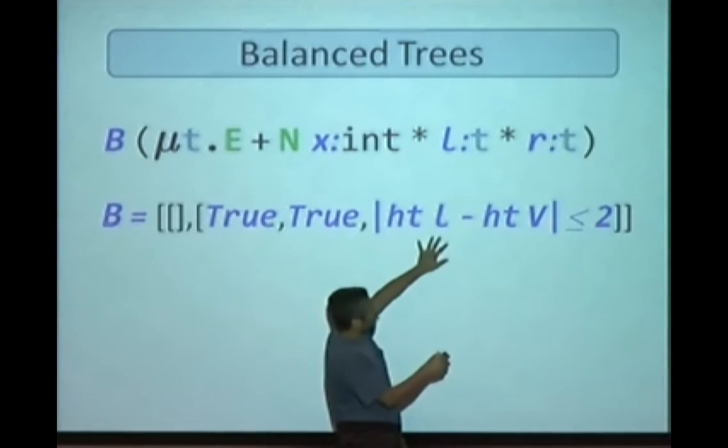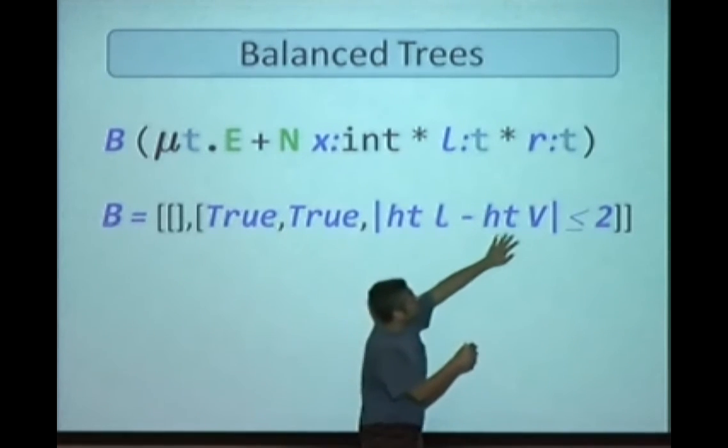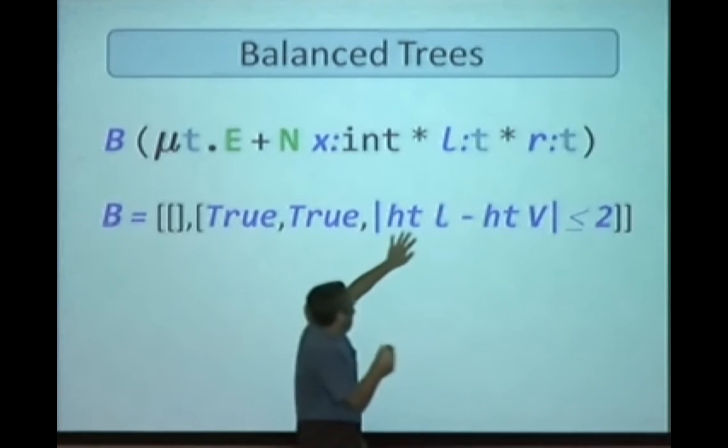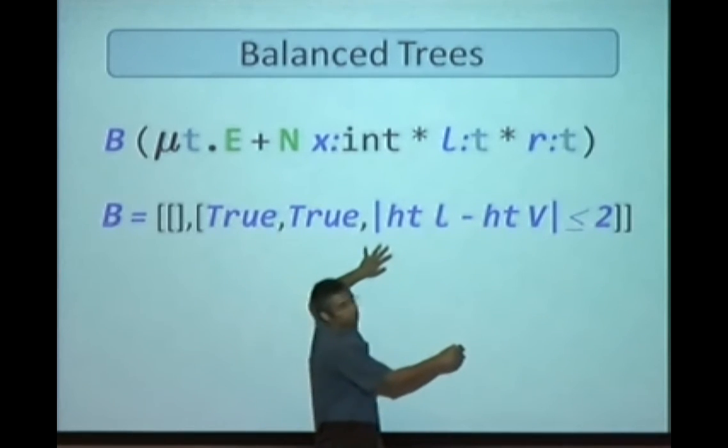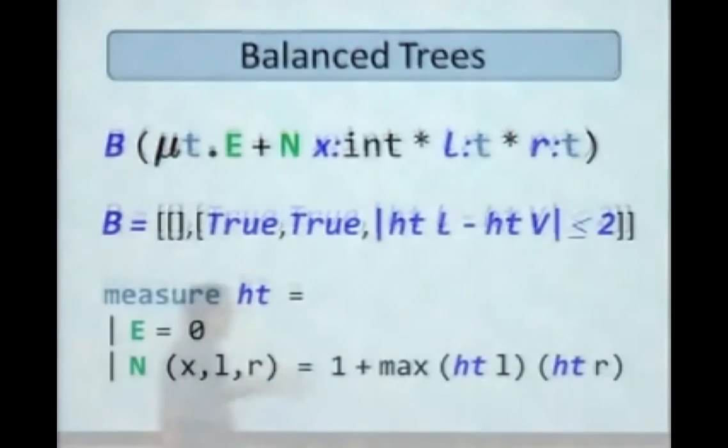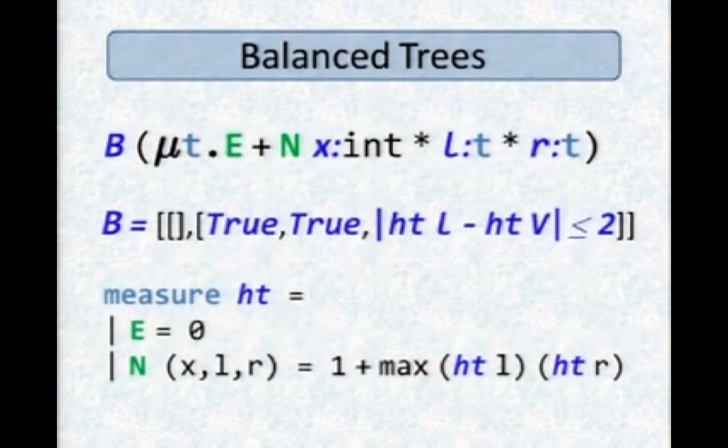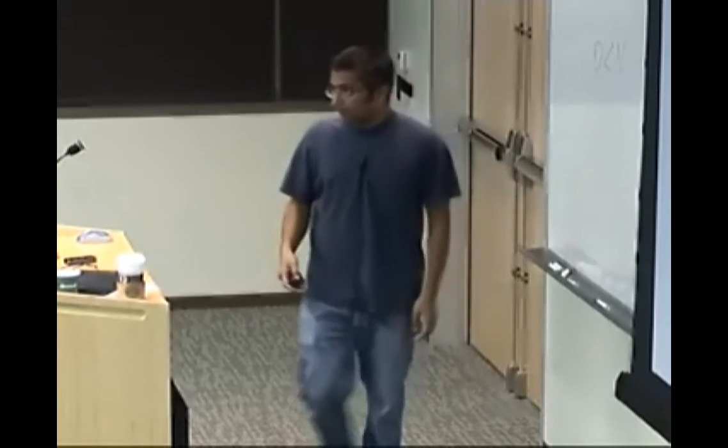But the right tree is such that the height of the right tree, height of this value, minus height of the left tree is at most 2. Where height is the specially defined measure function where height of the empty tree is 0 and the height of any other tree is 1 plus the max of the left and right heights.